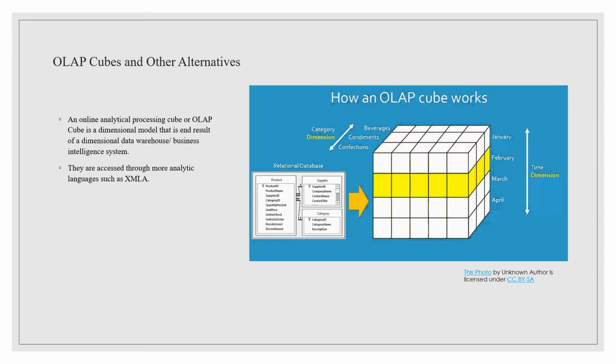OLAP and other alternatives. An online analytical processing cube, or OLAP cube, is a dimensional model that is the end result of a dimensional data warehouse business intelligence system. They are accessed through more analytic languages such as XMLA. According to Kimball Group, they may exist as an aggregate structure based on a more atomic relational star schema.